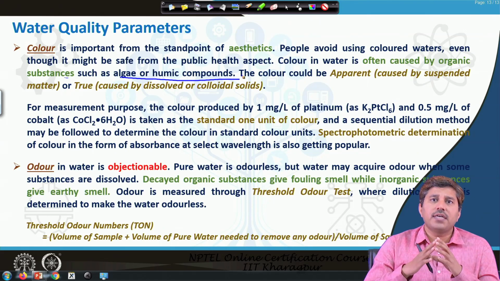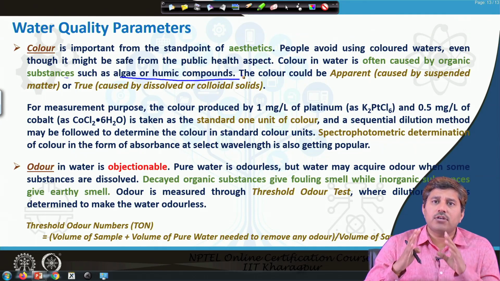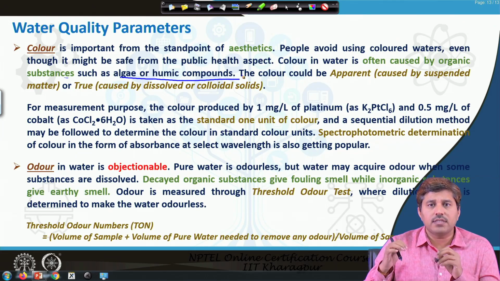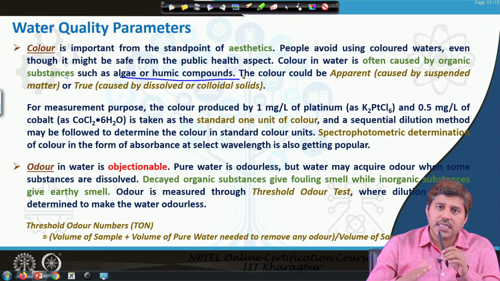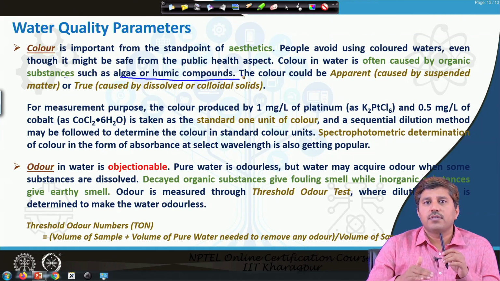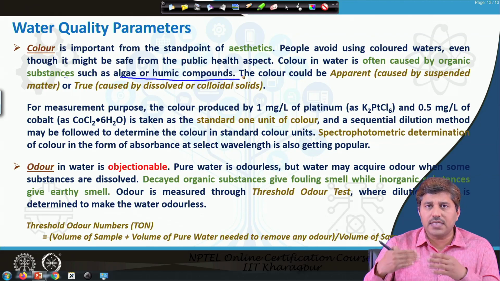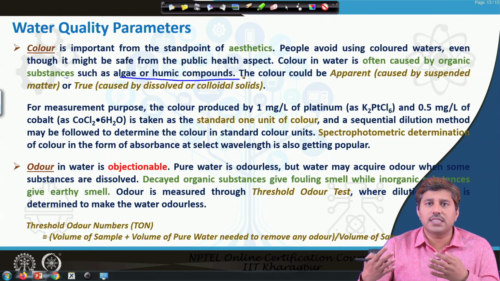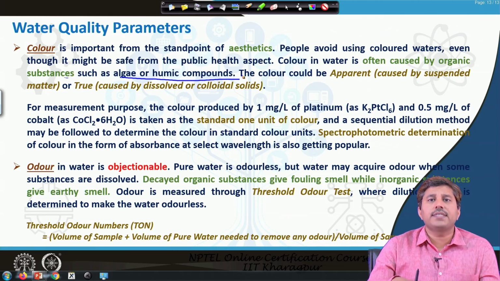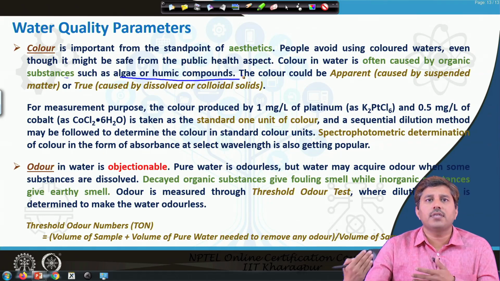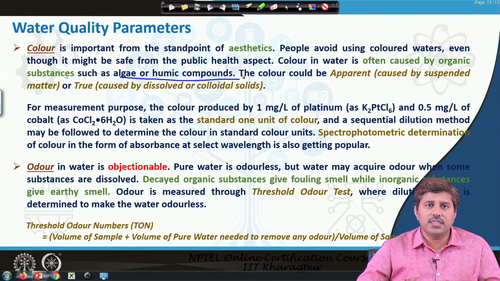However, there is another type of color which is called apparent color, which is primarily because of suspended solids or suspended matter. So, it is actually not the color of water, but the color of the suspended matter, and as the suspended matter settles down, the color of water will get removed. Okay. So, this kind of color is called apparent color, because it is not the true color of water, it is just apparently visible because the suspended matter is there, which is colored. So, once the suspended matter settles or is filtered out, you will see the water is actually colorless. So, these two types of color are there.